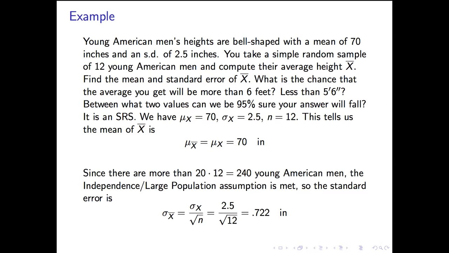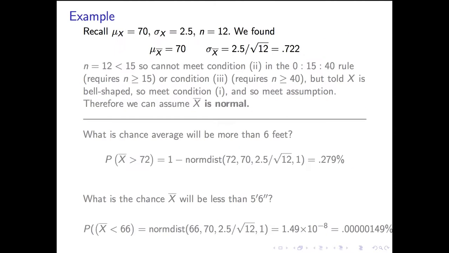Second assumption, we need the population, which is all young American men, to be at least 20 times the size of the sample, which is 12. So we need there to be at least 240 young American men? No problem. There's way more than that. So we can compute the standard deviation, or standard error, which is sigma x, 2.5, divided by the square root of 12, the sample size, and that works out to 0.722. Notice that's much smaller than the original standard deviation. X bar tends to have a much smaller spread than x.